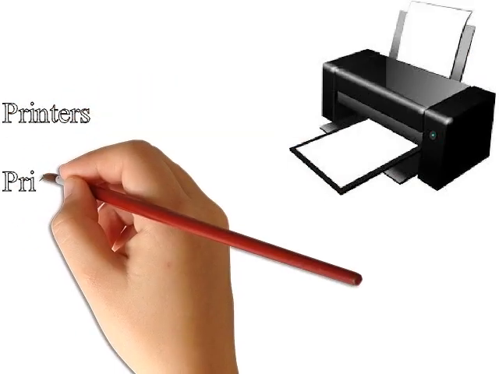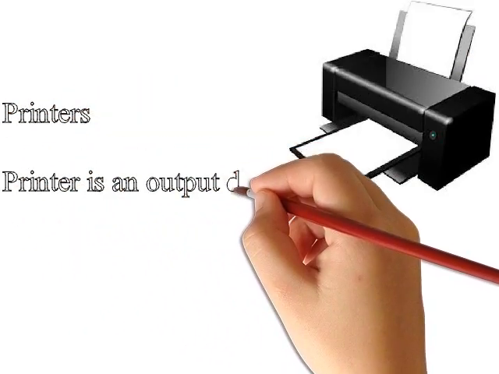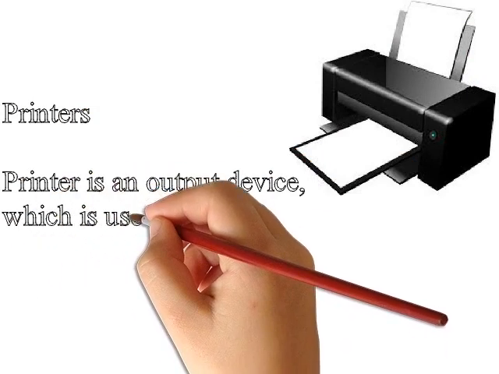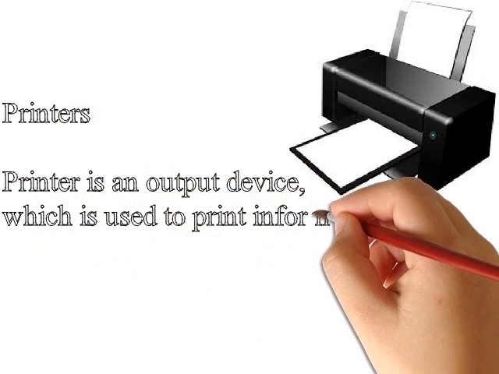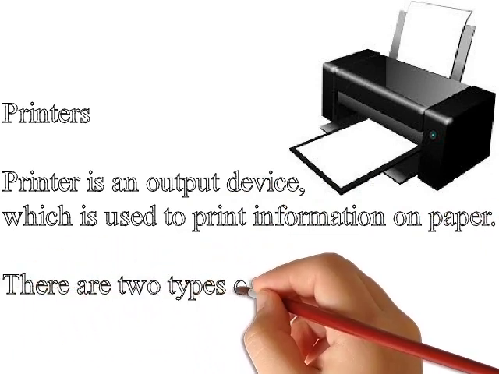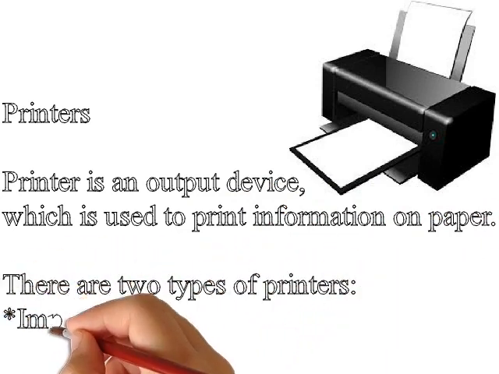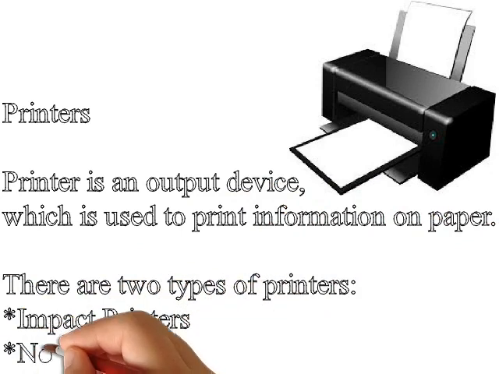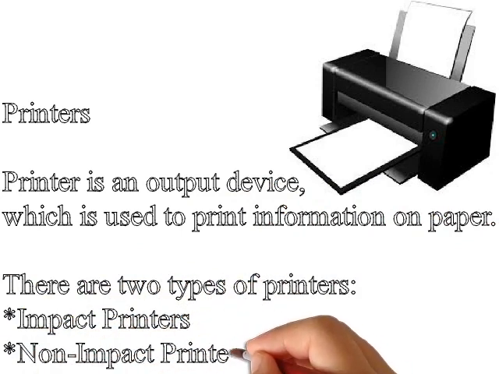Printer. A printer is an output device which is used to print information on paper. There are two types of printers: impact printers and non-impact printers.